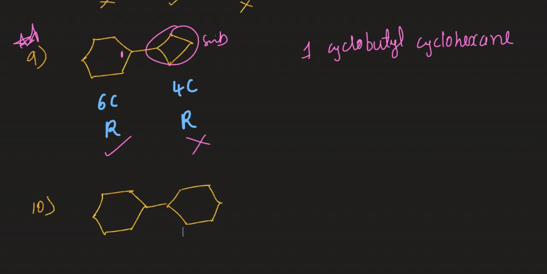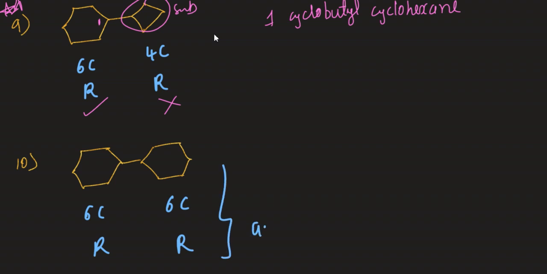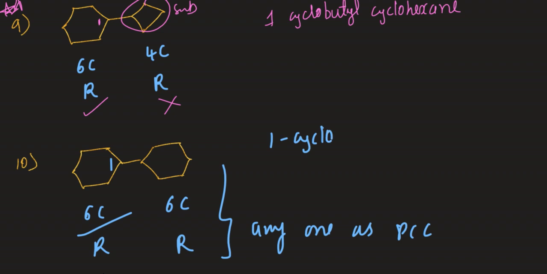Right. So this time also ring, ring, both are rings, right? So this is a 6 carbon, this is also 6 carbon. This is a ring, this is a ring. But what we studied is that only one will act as the parent carbon chain. So in this example, you can choose any one as the parent carbon chain. Suppose I choose this one, so you will get one. So what should I write? One cyclohexane, one cyclohexyl cyclohexane.